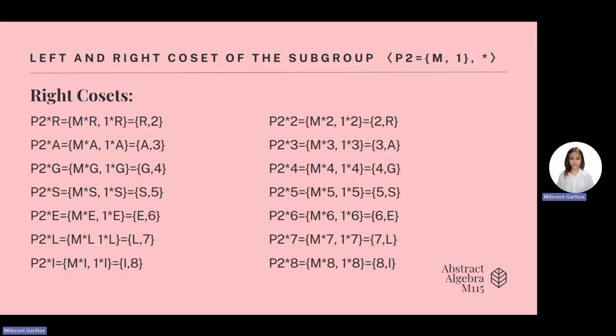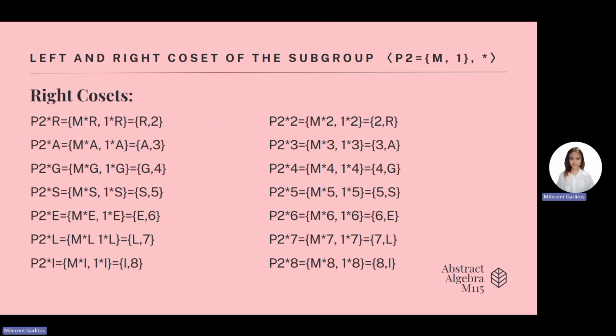P sub 2, we operated with the element 5. It would then be M star 5 and 1 star 5. Result would be 5 and S. P sub 2, we operated with M star 6 and 1 star 6. Result would be 6 and E. So P sub 2, we operated with element 7. It would then be M star 7 and 1 star 7. Result would be 7 and L.